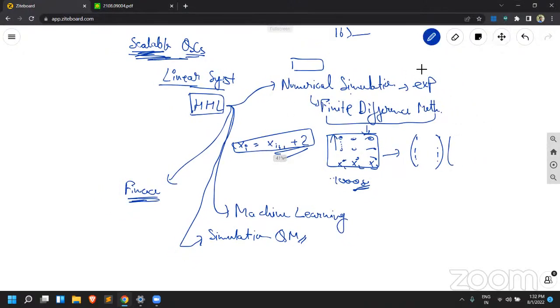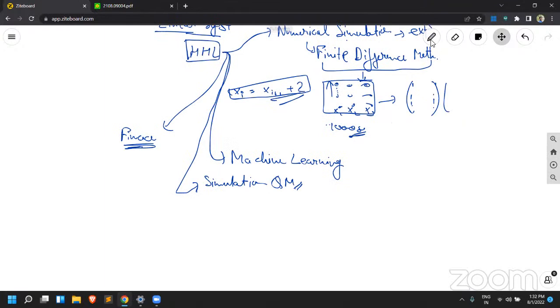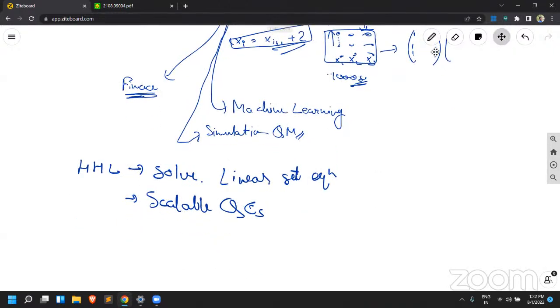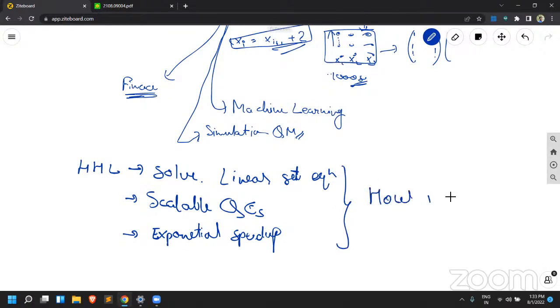So at the end of this, we can say that the final takeaway is that HHL is able to solve a linear set of equations. And it is only workable if you have scalable QCs. And yes, it will give an exponential speedup. And during the tutorial, we saw how it works. Okay, so this is the final takeaway.